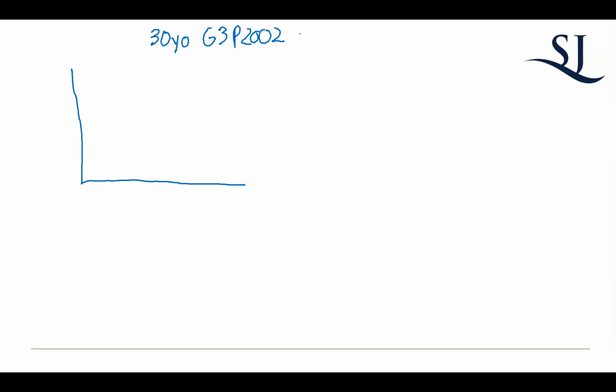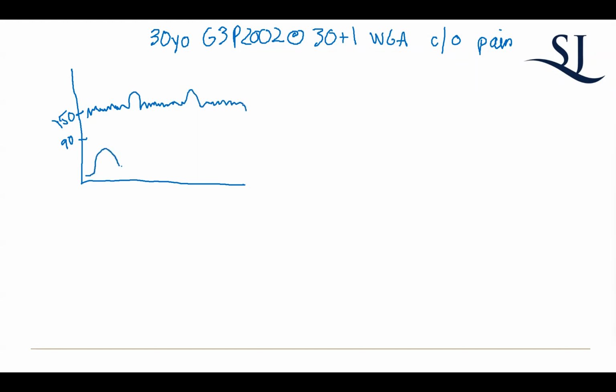She is at 30 plus 1 weeks gestational age, and she complains of pain. Now, say this is 150. This is 90. This is your fetal heart rate tracing. Her vitals are stable. Afebrile, vital signs stable.